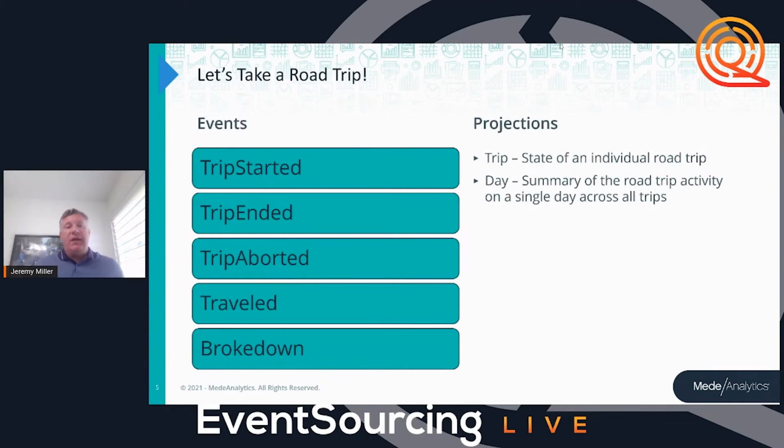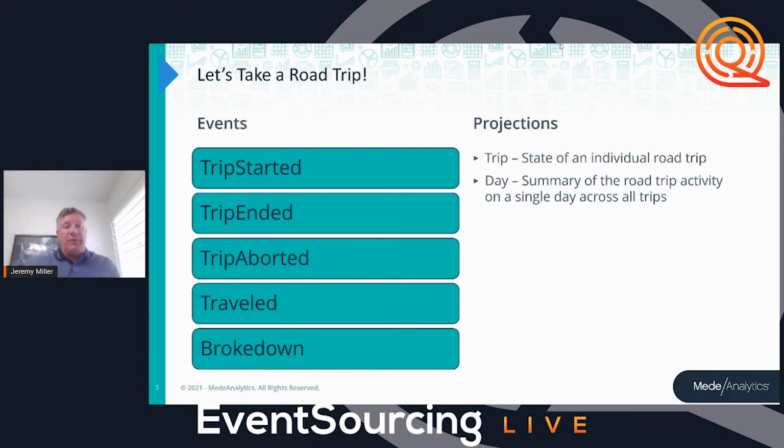On the right side, there's a couple view projections we've rigged up. One is just we're calling a trip. It's a state of an individual road trip, an individual stream of closely related events of a family leaves on a road trip. How far have they gotten? Where did they start? What day are they on? Where are they now? Right?